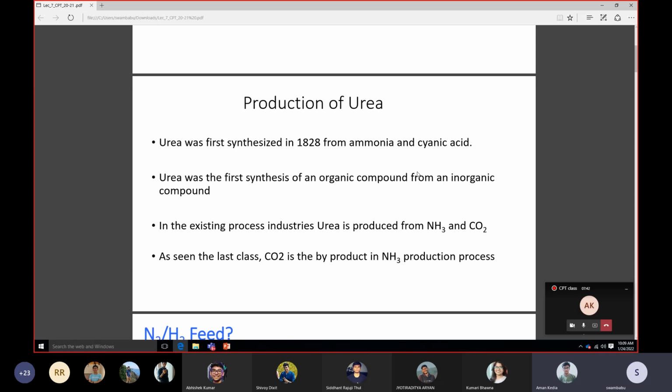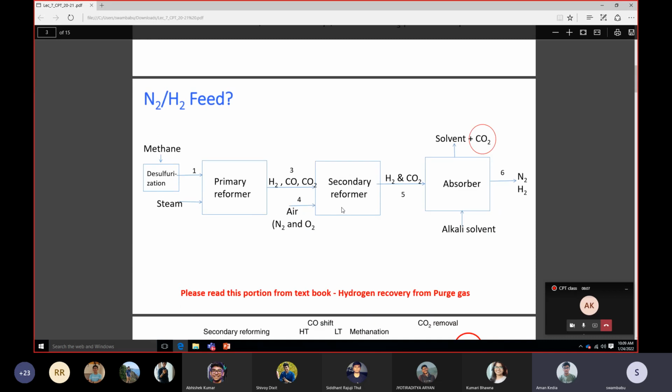We also saw in the last class that CO2 is the byproduct of the ammonia production process. That CO2 byproduct is combined with ammonia to produce urea. Let us see quickly where the CO2 byproduct comes from.